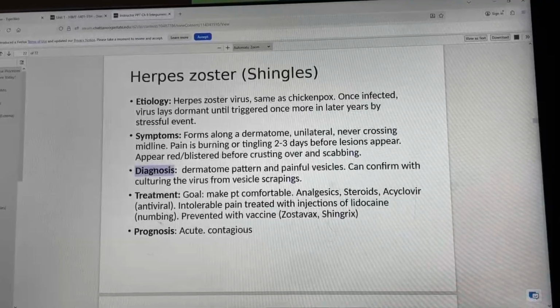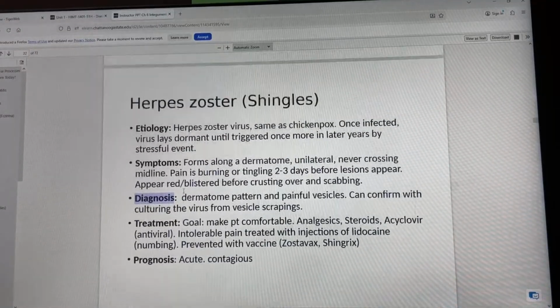Diagnosis, again, a lot of it's going to be inspection, looking that it follows that dermatome pattern, that it doesn't cross the midline. You can actually do a culture of this, or take a little swab of the fluid, look at it under a microscope and do a little culturing, and that can tell you what virus it is. But generally, they don't do this because they can just tell that it's shingles.